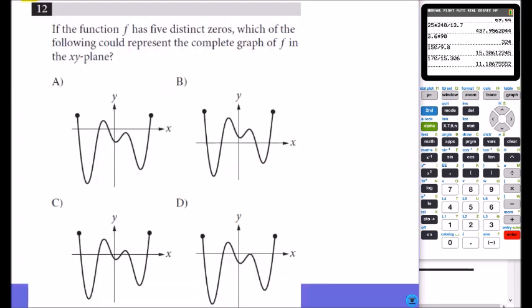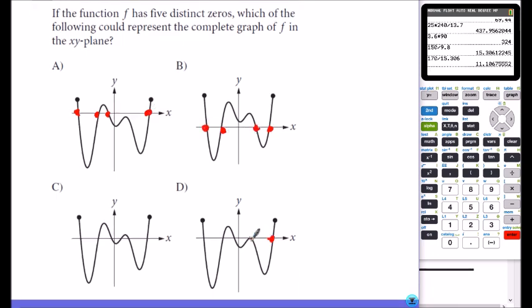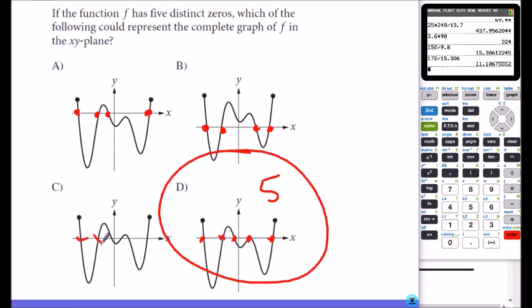12. Which of the function f has 5 distinct zeros? So meaning, which of these could represent the complete graph of f in the xy plane? So we are looking for 5 zeros, meaning 5 points where it goes through the x-axis. We say zeros, roots, solutions, they're all the same thing. So here's 1, 2, 3, 4. Here's 1, 2, 3, 4, 5. So it's D here. 1, 2, 3, 4, 5, 6. So it must be D.